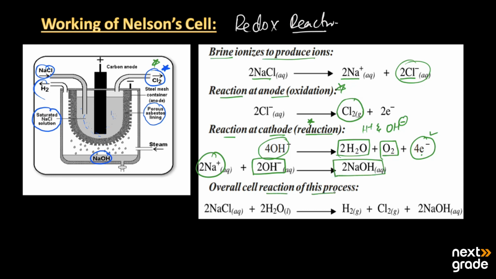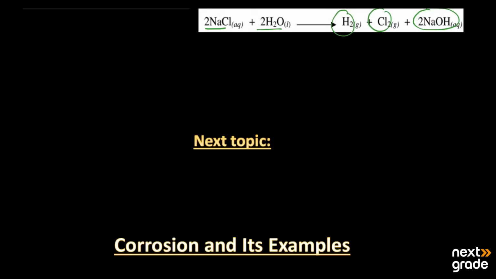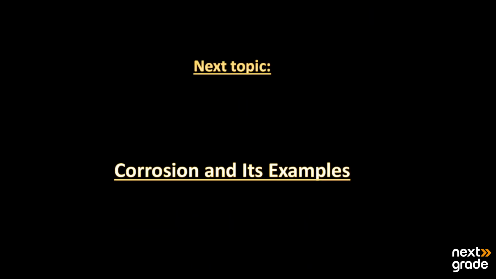The overall reaction for this process is that sodium chloride combines with water, in the electrolytic solution in the Nelson cell. It produces three products. The first product is hydrogen, the second is chlorine, and next we have sodium hydroxide, which is called caustic soda. So this was a simple working of the Nelson cell for the production of sodium hydroxide.